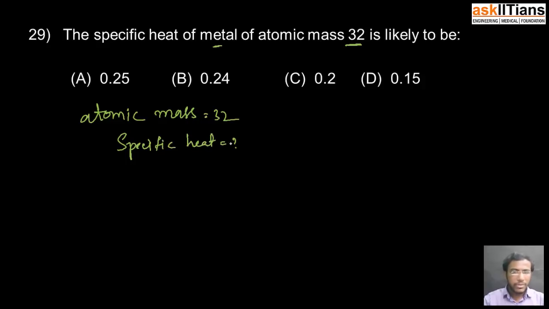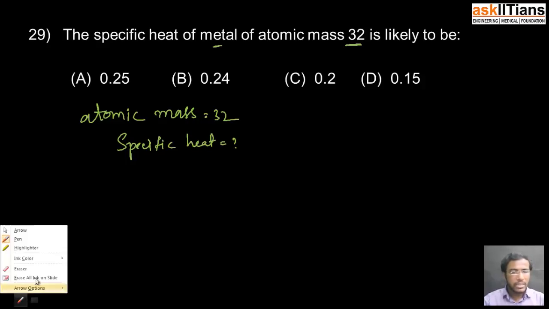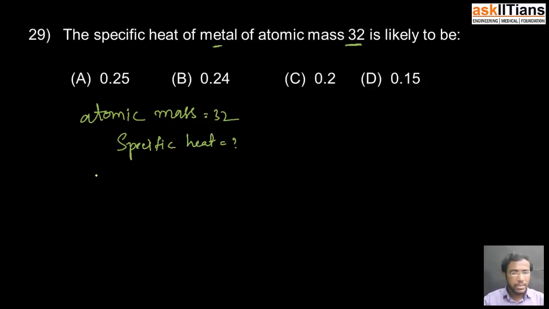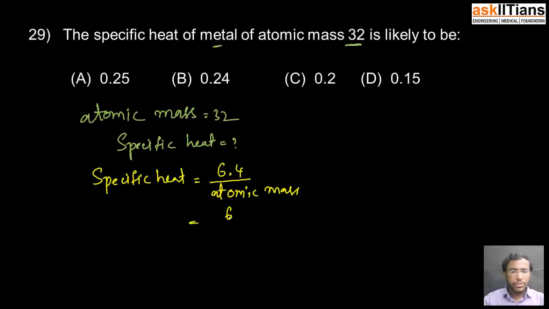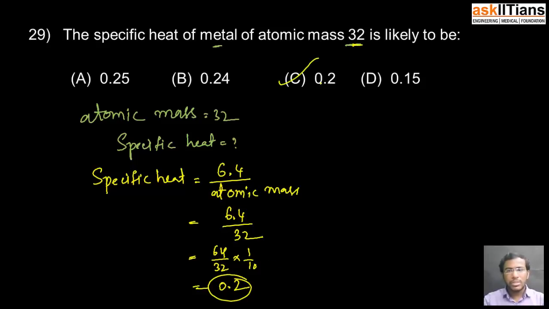So if you recollect, there is a relationship between specific heat and atomic mass. Specific heat is known as 6.4 by atomic mass. So 6.4 divided by atomic mass, which is given as 32. So how much will this value come? It is 64 by 32 into 1 by 10. It is 2 by 10, that is 0.2. So 0.2 is going to be the specific heat of the metal whose atomic mass is 32. So this is the answer.